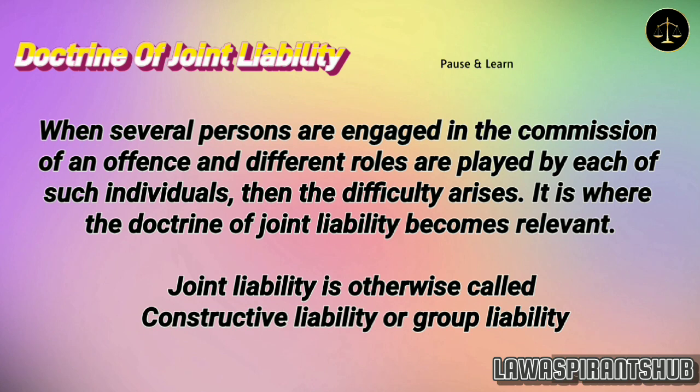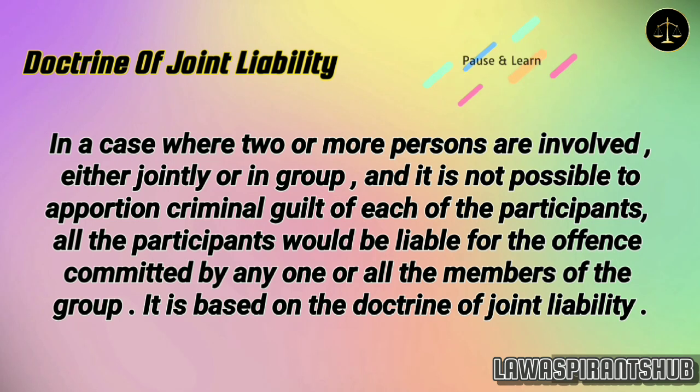Joint liability is otherwise called constructive liability or group liability. Let's see what the doctrine of joint liability is. In a case where two or more persons are involved, either jointly or in a group, and it is not possible to apportion criminal guilt of each of the participants, all the participants would be liable for the offense committed by any one or all the members of the group. It is based on the doctrine of joint liability.